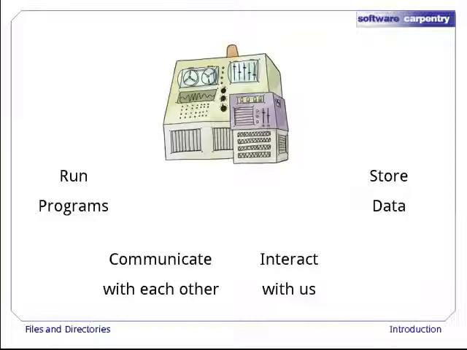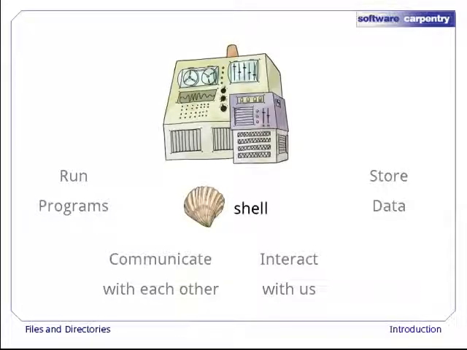As we said in the last episode, a computer has four main jobs: run programs, store data, communicate with other computers, and interact with us. One way the computer can interact with us is through a command shell. We type commands, the shell tells the computer to run programs on our behalf, and then the shell shows us the output from those programs.